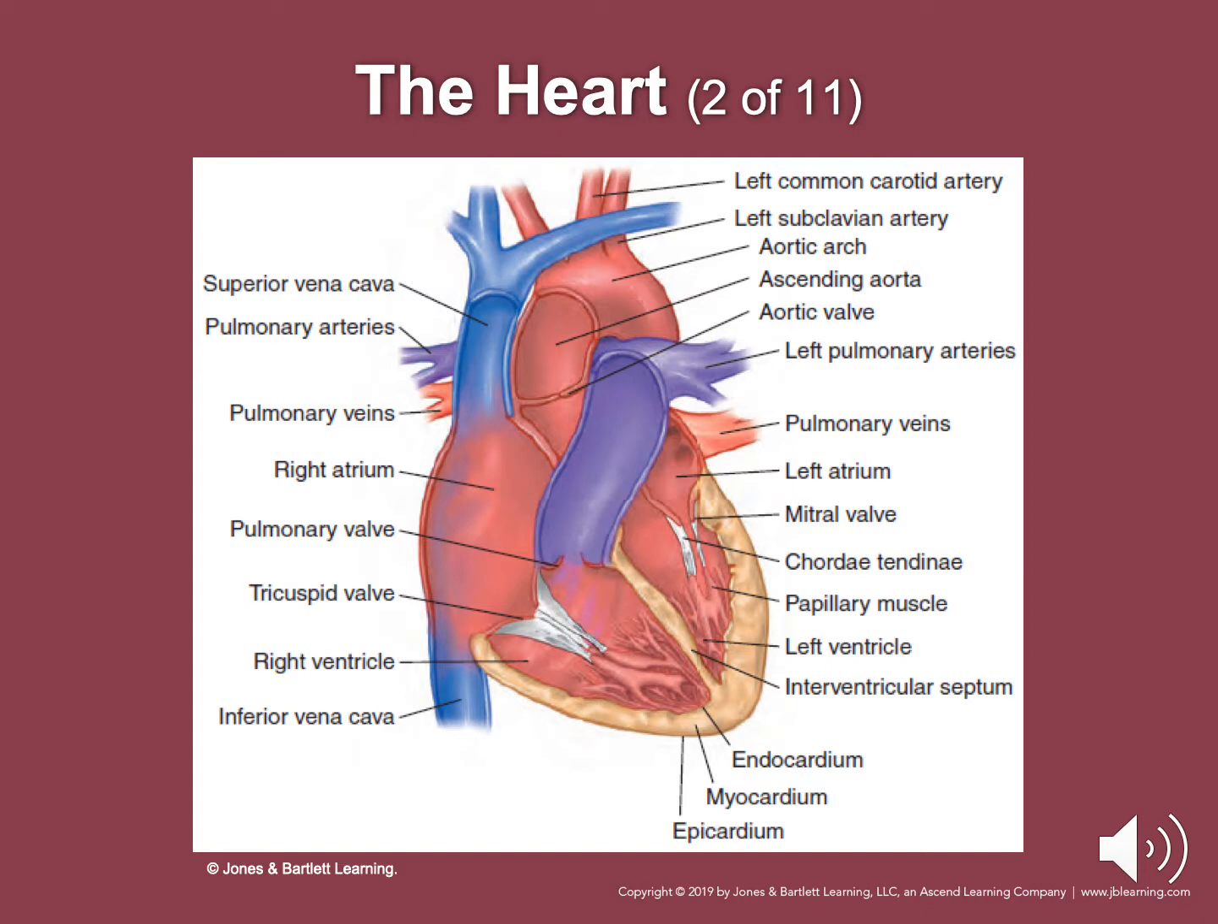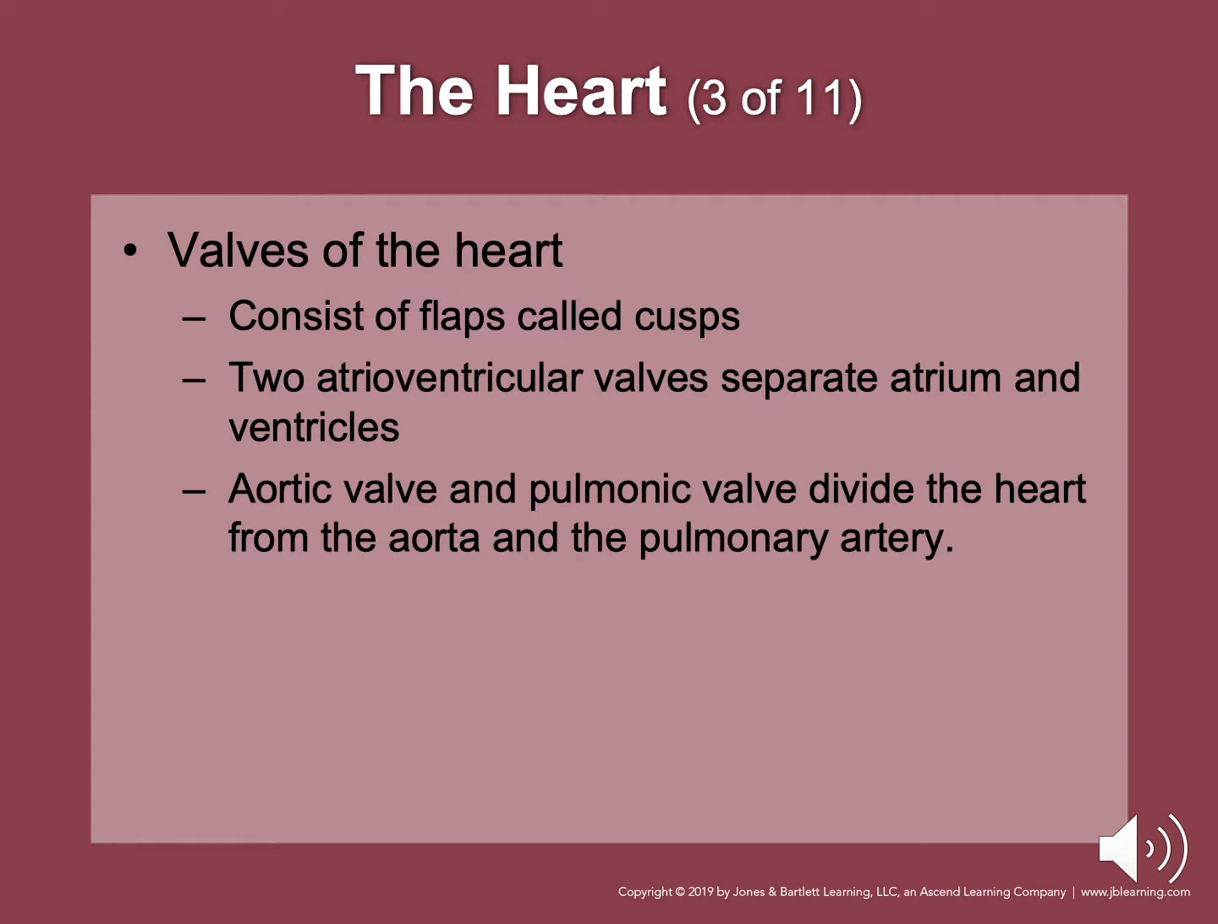So, blood flow within the heart: the superior vena cava and inferior vena cava return the deoxygenated blood from the body to the right atrium. Freshly oxygenated blood is returned to the left atrium via the pulmonary veins, and the left ventricle pumps oxygenated blood through the aortic valve into the aorta and into the body.